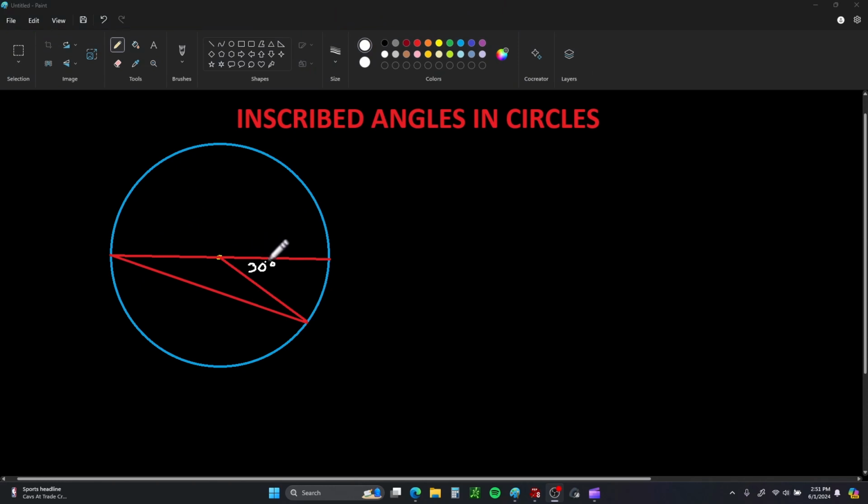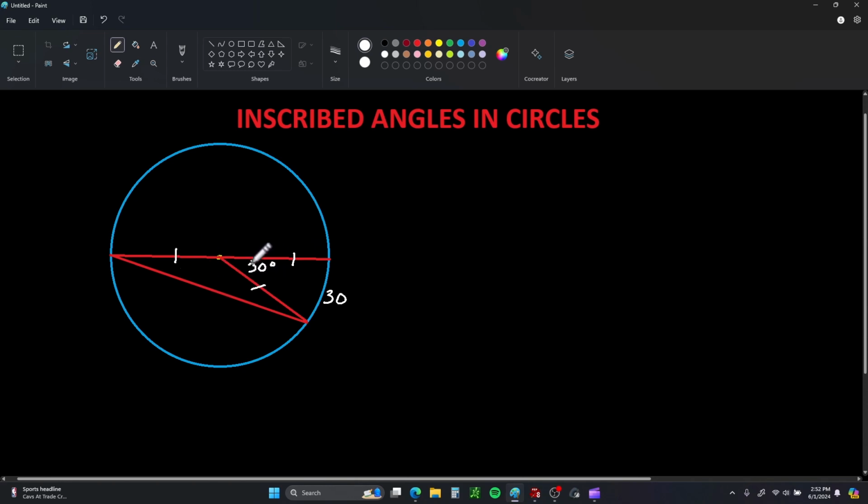In this example, the only thing that we're given is that this angle over here is 30 degrees, but this is all the information I need to find every angle on here. If this is 30 degrees, then the intercepted arc is also 30. And this here is a diameter, so these are all equal to each other. So that makes this an isosceles triangle.